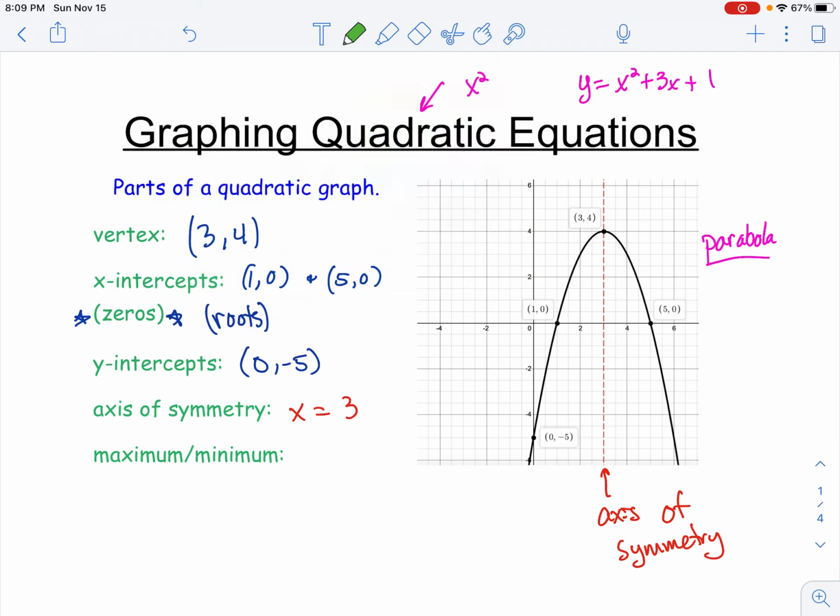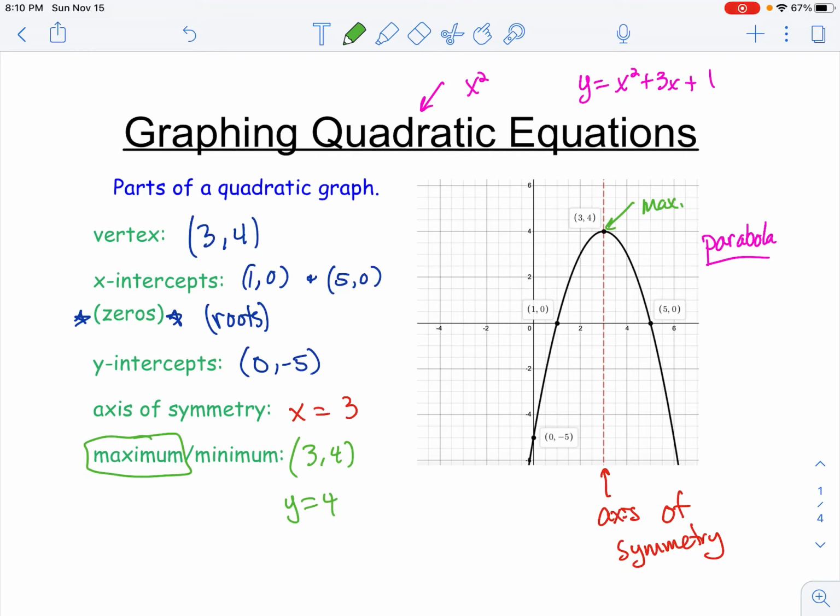Now, for maximum or minimum, this would be a maximum because it's the highest point on that parabola. Depending on what textbook you use, sometimes they'll say the maximum is at 3, 4, so it's the vertex. Sometimes they'll just say y equals 4 because it's the highest value. You're just really looking at the y value. So these are all the key parts that we're going to look at when we talk about graphing quadratic equations.